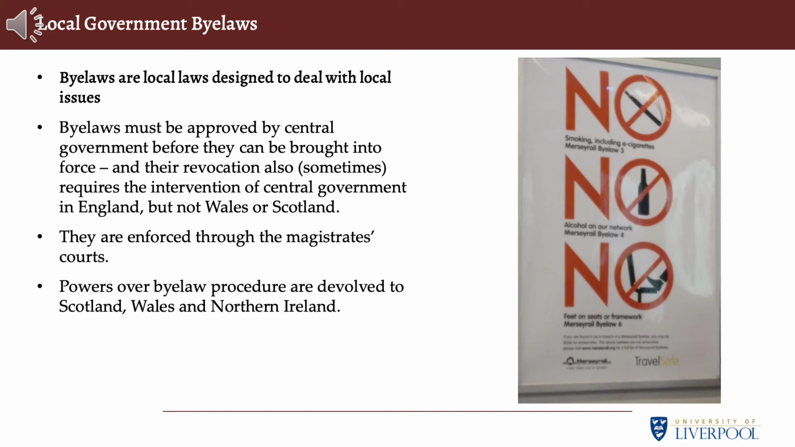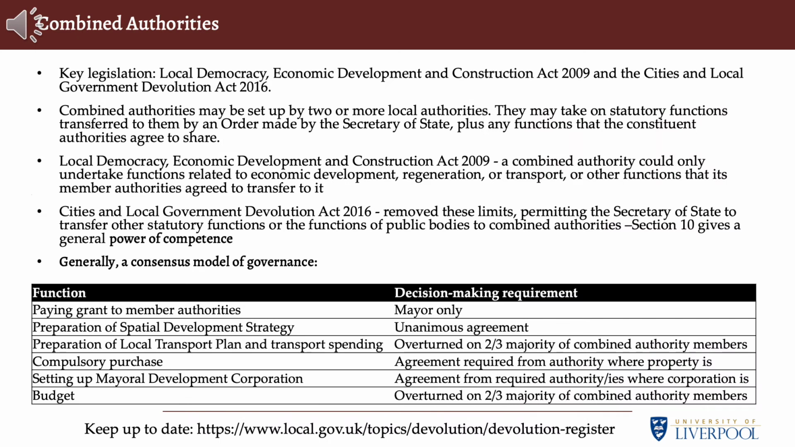So we've got a complete mismatch of what can and can't be done when it comes to combined authorities, to bylaws. Combined authorities are a legal structure that can be set up by local authorities in England. They can be set up with or without a directly elected mayor. Now, the key legislation here is the Local Democracy, Economic Development and Construction Act 2009 and the City and Local Government Devolution Act 2016. Combined authorities can be set up by two or more local authorities.